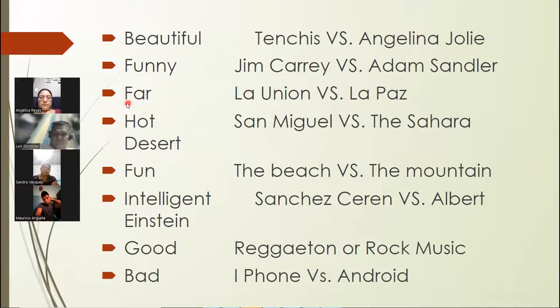Both are okay. Far. What is the comparative for far? Further. La Unión is further than La Paz. What is further, teacher? Más lejos. Further. Far. Okay.